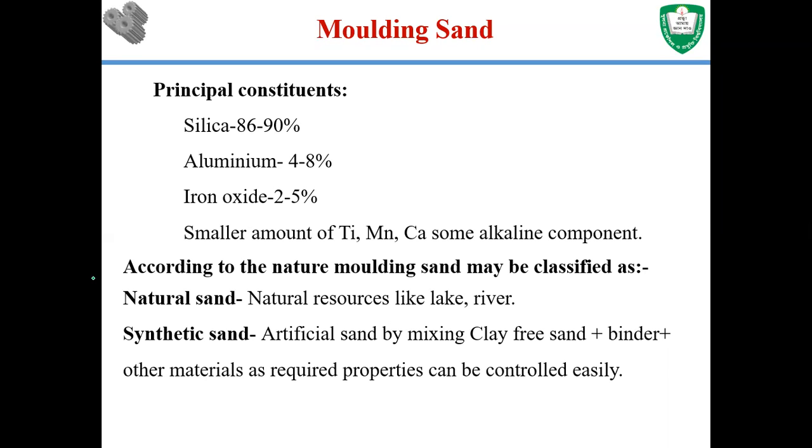Or for example, if you look at the manufacturing process of the core, you mix dry sand or clay-free sand with the resin binder, and those sands are called synthetic sand. You can control a lot of properties. You can control the clay content, the moisture content, and the binder content, and how much strength it will give you. All these things you can control, and that is called synthetic sand.